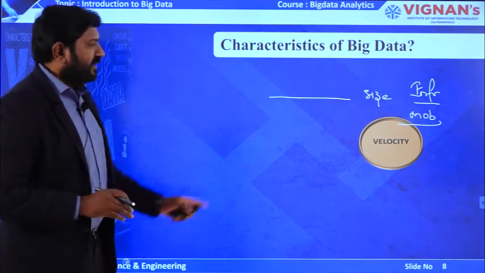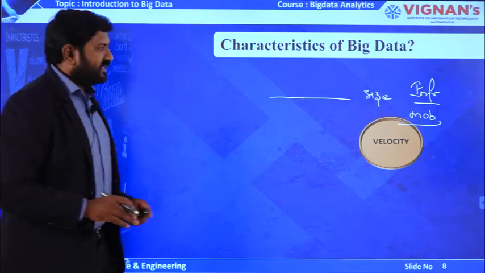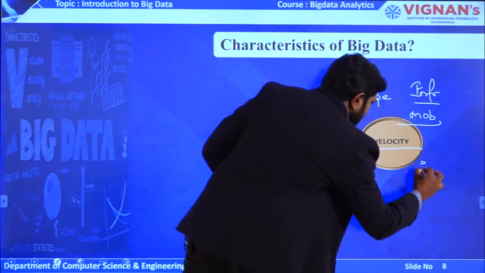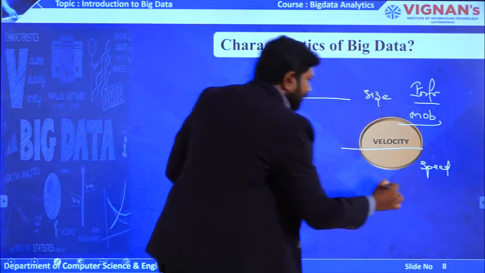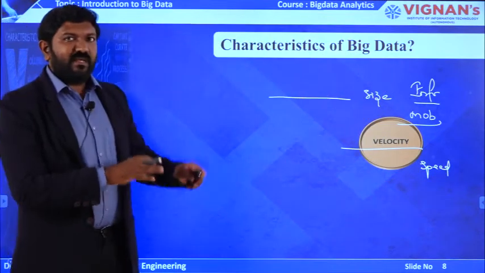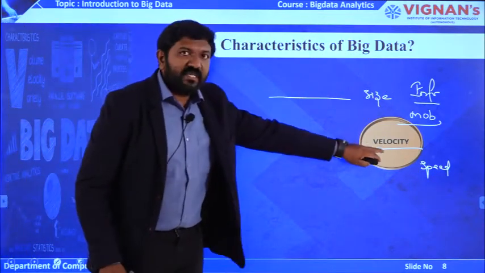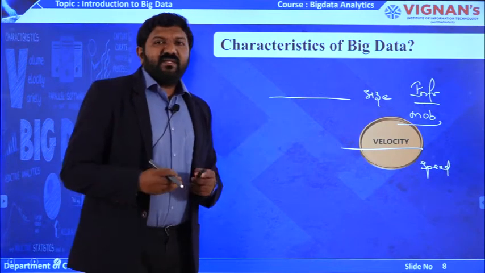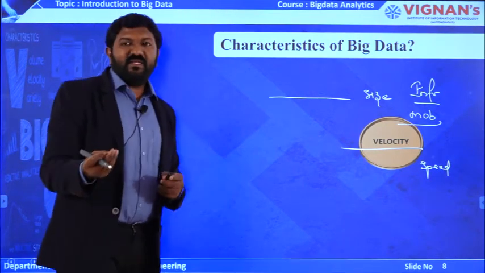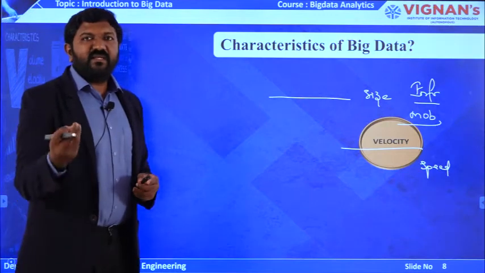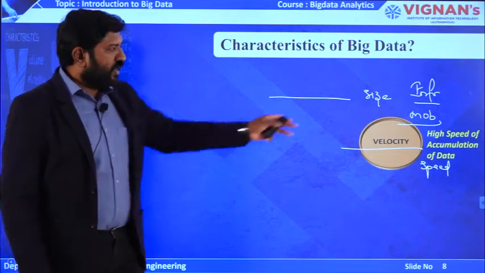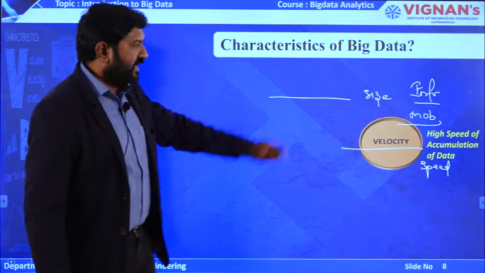Now, next one would be velocity. Velocity is nothing but we can easily understand it in terms of speed. Now, here is how to understand that topic. Velocity would be the time it takes to access the data, the time it takes to process the data, the time it takes to store the data back. So, we call it high speed accumulation of data.